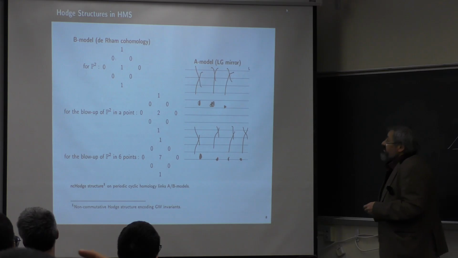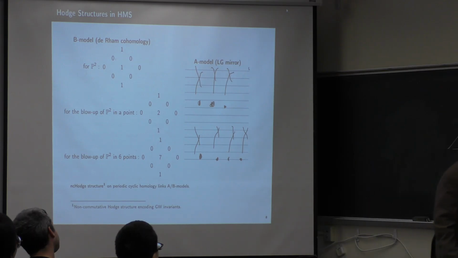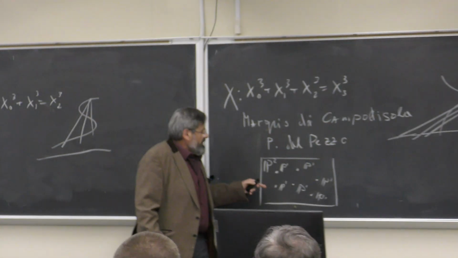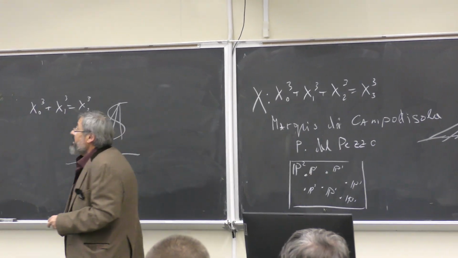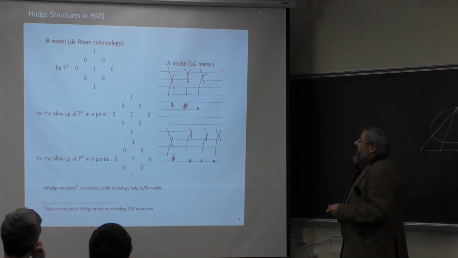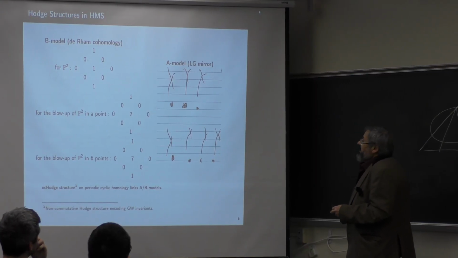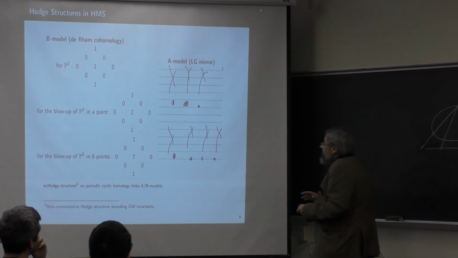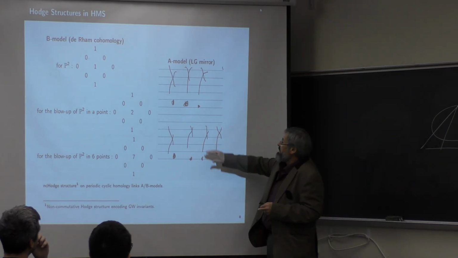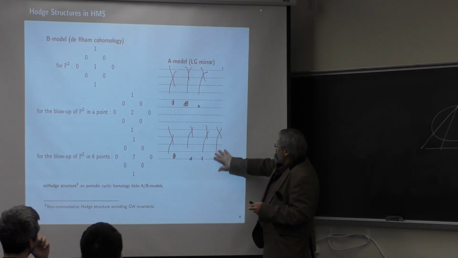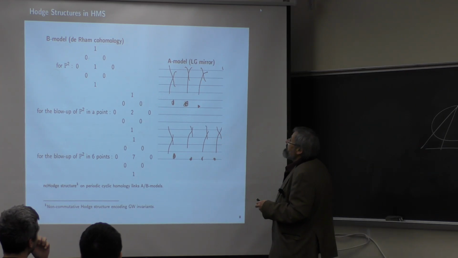So now, as we said, in the case of P2, birational transformations are blow-ups and blow-downs of points. Let's see what a blow-up is going to give us in this situation. If I blow up P2 in one point, then the Hodge diamond becomes 1 to 1. And what's happening with the corresponding mirror function is that we actually create one additional singular fiber.